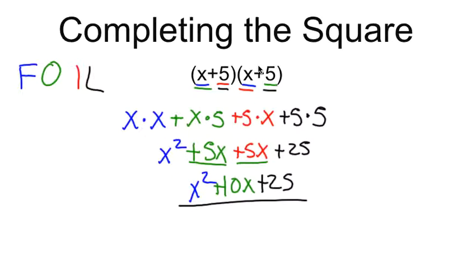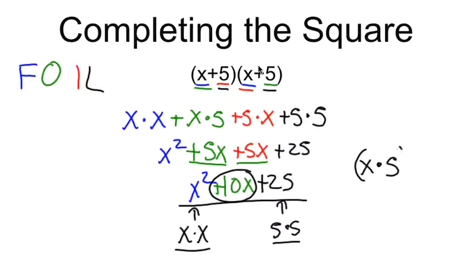Now we can notice a bit of a pattern. Kind of like the difference of two squares, the first term is squared and the last term is squared. x times x is x squared and 25 is 5 times 5, so those are two perfect squares. Now this 10x in the middle has a pattern too. It's my first term, x, times my last term, 5, and then I have two of them, so times 2. So this is 2 times 5x, which is 10x.